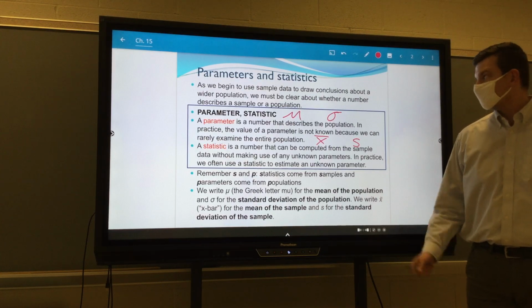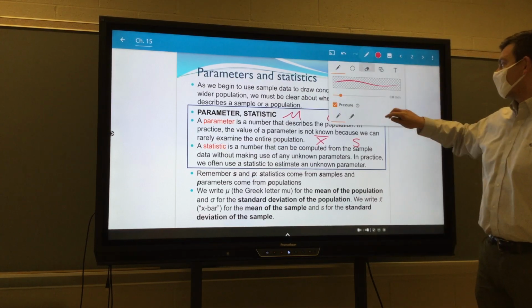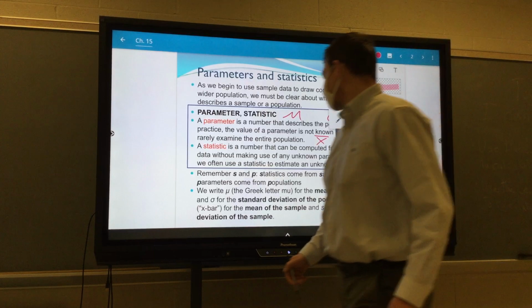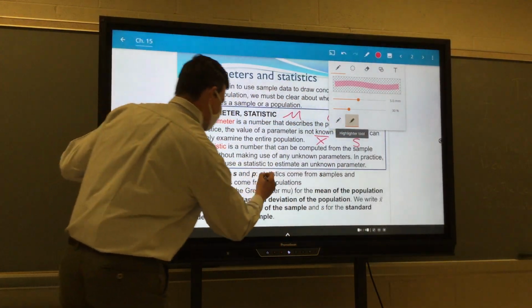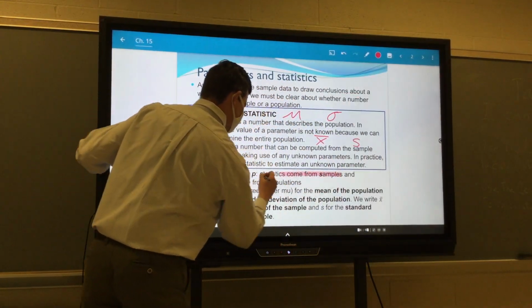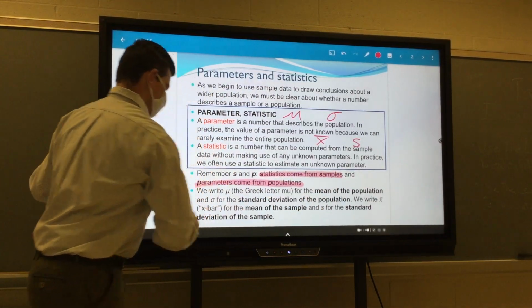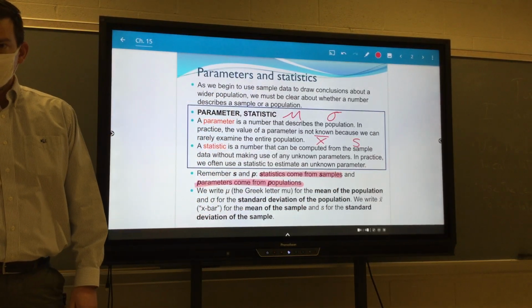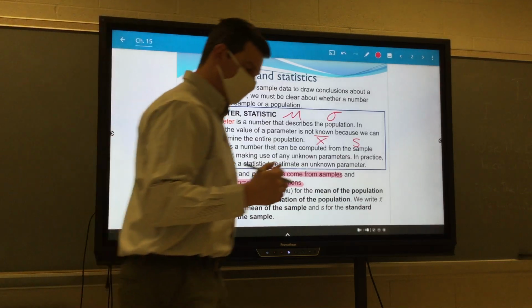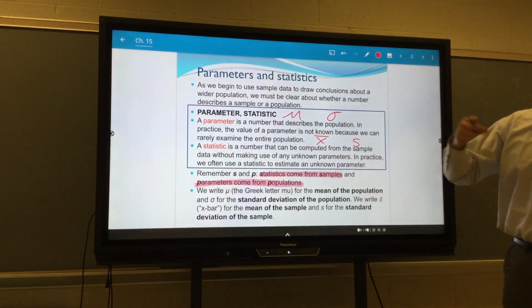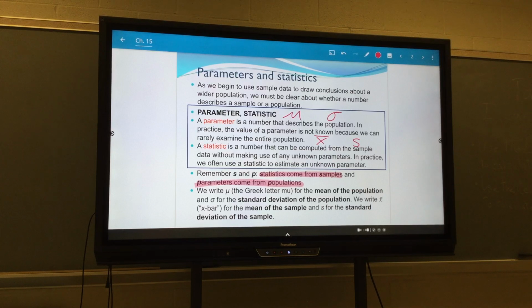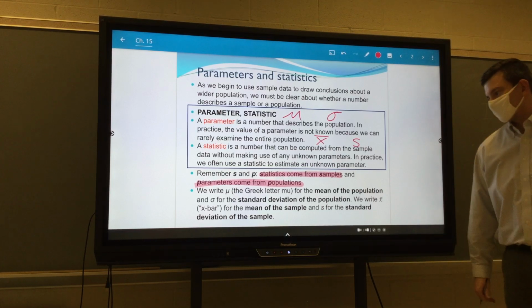Yeah? Now, conveniently, these letters match up. Okay? Statistics come from samples, S and S. Parameters come from populations. Okay? So you can easily correlate those words with the sets that they represent.